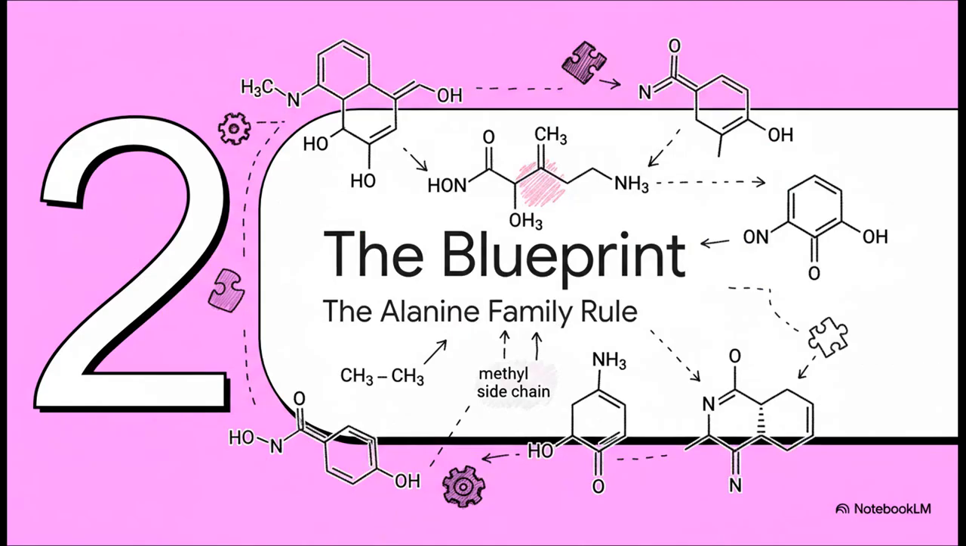Which brings us to our blueprint, the alanine family rule. This is our first big memory hack. The whole idea is super cool. We take our master key, alanine, and we just swap out one little piece of its side chain. And by doing that, bam, we can instantly create a bunch of other, more complicated amino acids. It's a seriously powerful system.